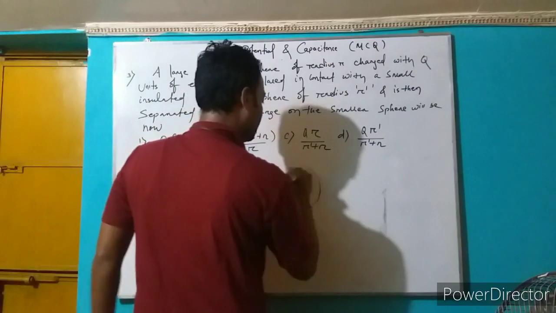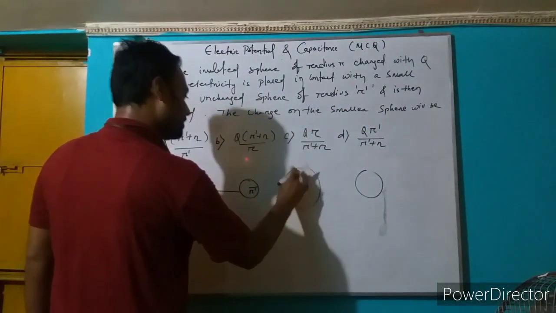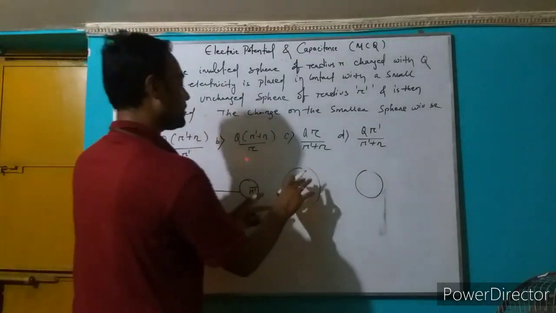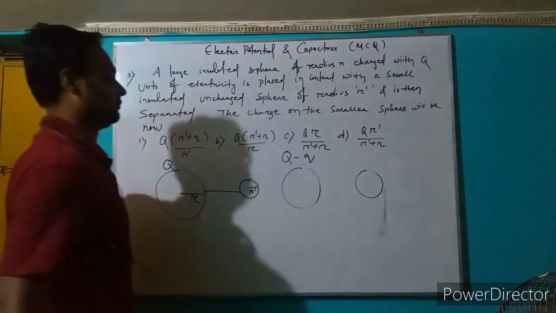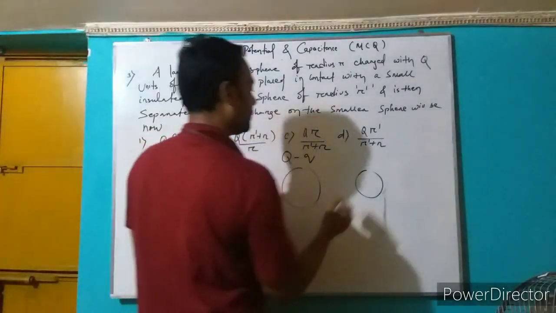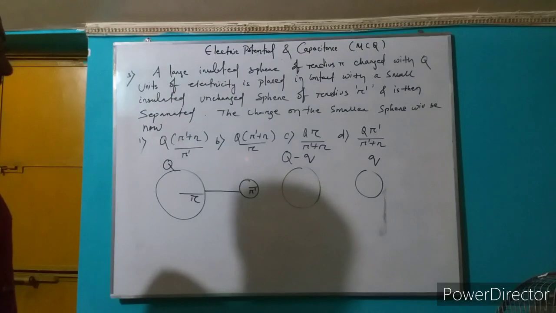Here it becomes separated. Okay, in that bigger sphere, how much charge remains? That is Q minus q. But in the smaller sphere, that is q amount of charge. That is the smaller q amount of charge here.